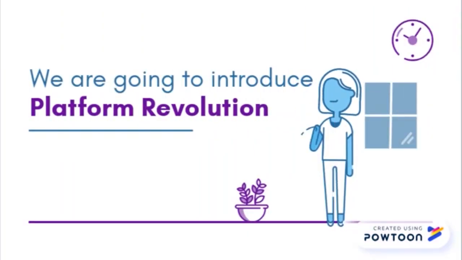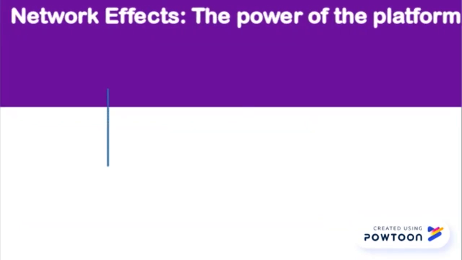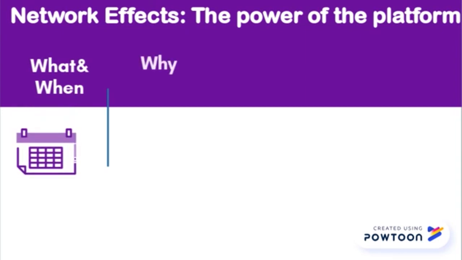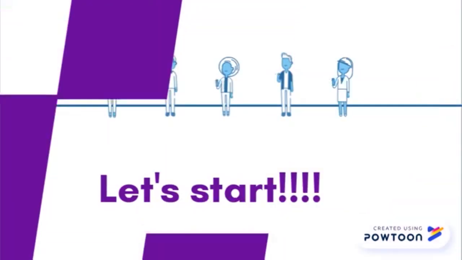We are going to introduce the Platform Revolution, Chapter 2. We divide it into 4 parts. They are what and when, why, how, and who.